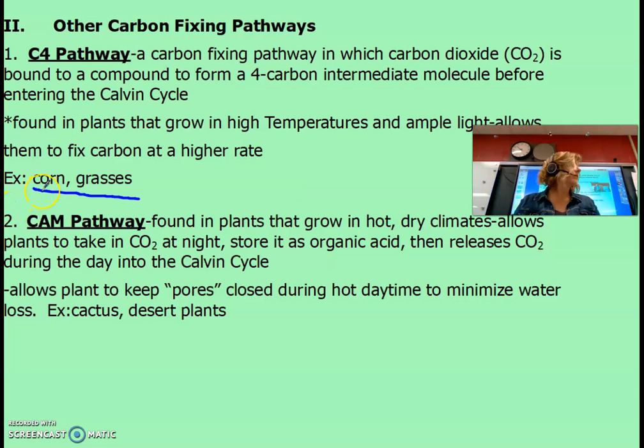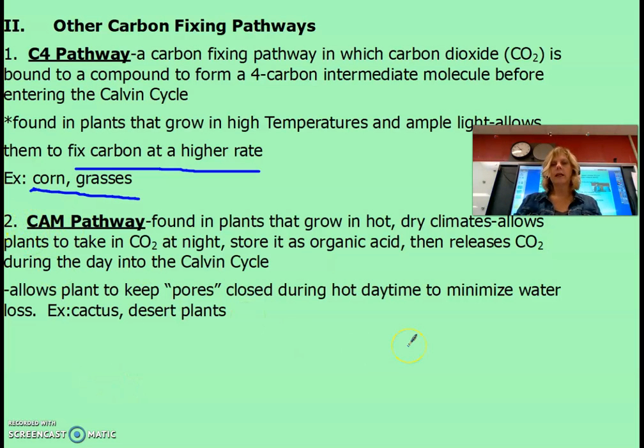So corn is one of those special plants that has the C4 pathway. This just allows them to be really, really efficient and fix carbon at a much higher rate. What a great adaptation to have when you are in an area where there's lots and lots of sunlight. The other one is the CAM pathway.